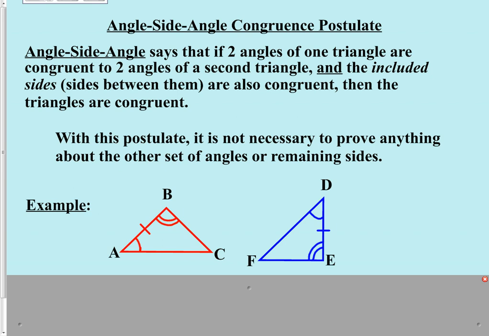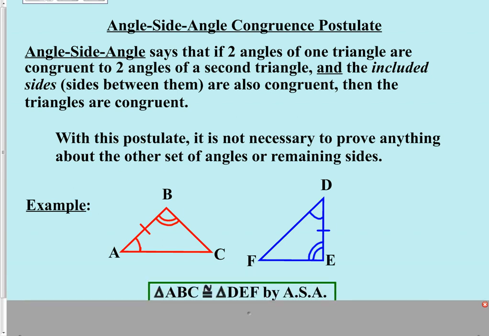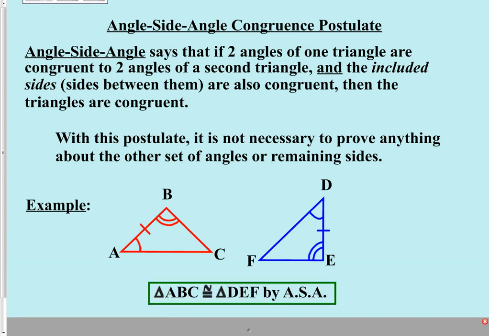If you can find that in a problem dealing with triangles, then you would be able to say that triangle ABC is congruent to triangle DEF. And as always, if you are going to use one of the shortcut postulates, you have to identify which one you used. Otherwise, you're going to have to prove that all of your sides are congruent and all of your angles are congruent. So triangle ABC is congruent to triangle DEF by angle side angle. And yes, you can abbreviate it ASA.